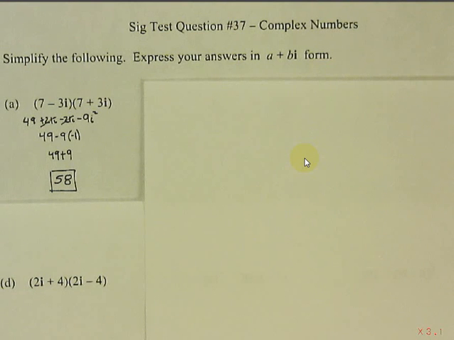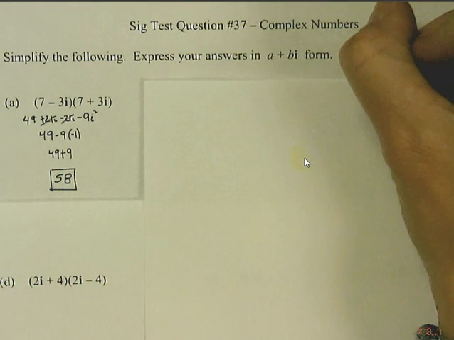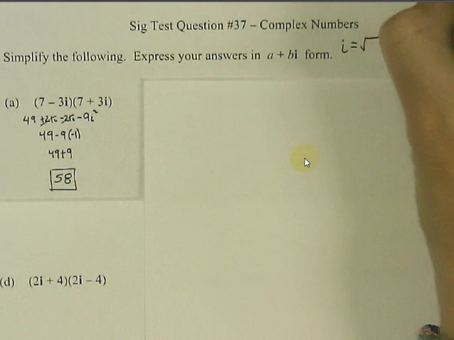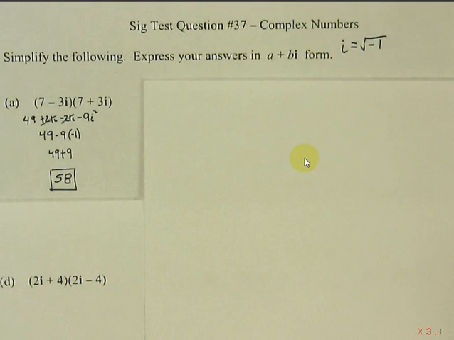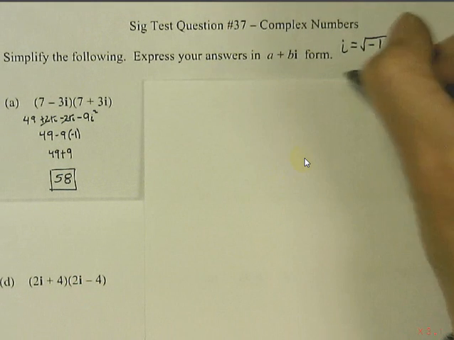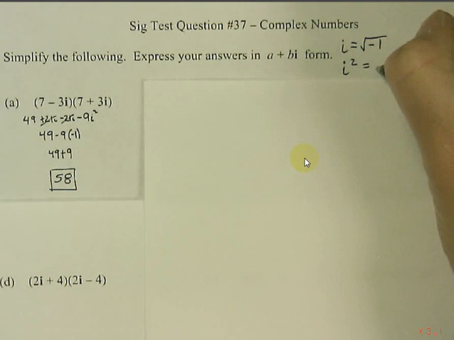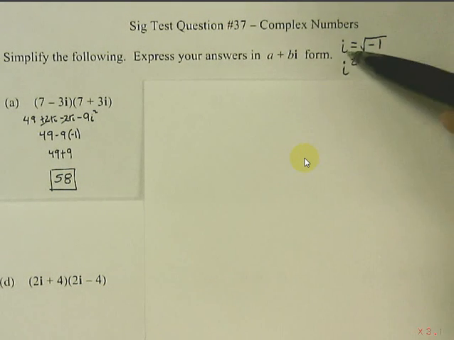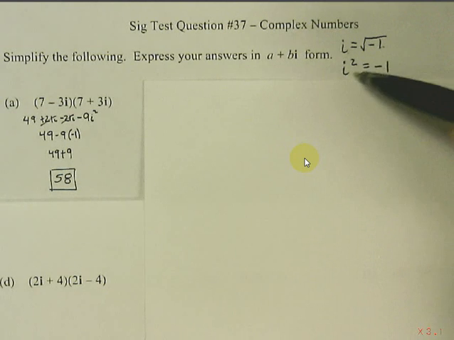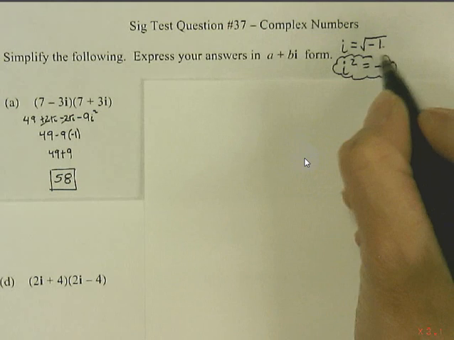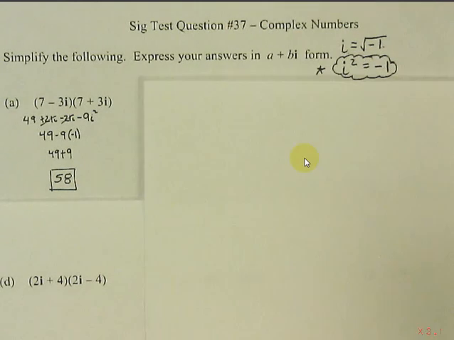Okay, so question number 37 is dealing with complex numbers. And what we want to remember is the definition of i. That is the square root of -1. And what we need to remember for these problems is that when we see i squared, we always want to replace that with -1. Because if i is the square root of -1, we square that, we will get a -1 for i squared. So this is very important.